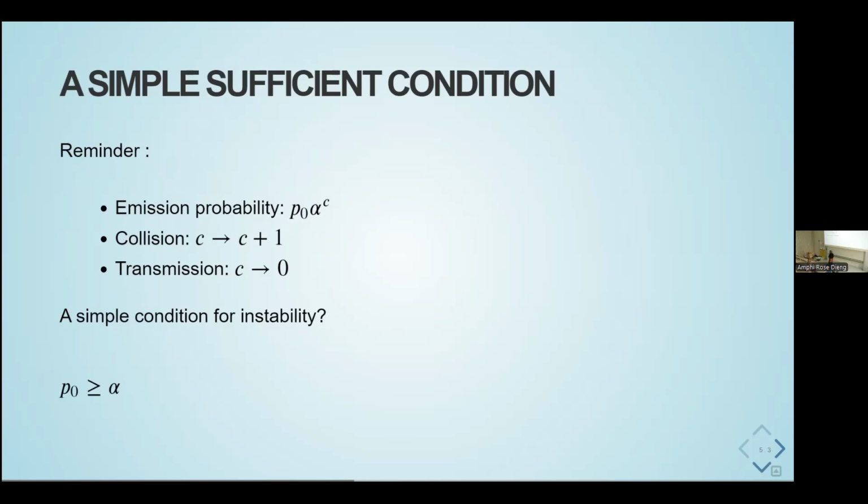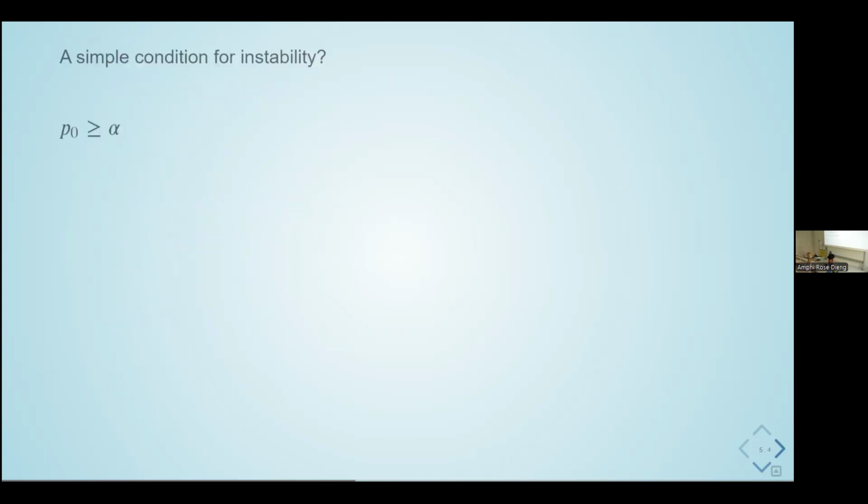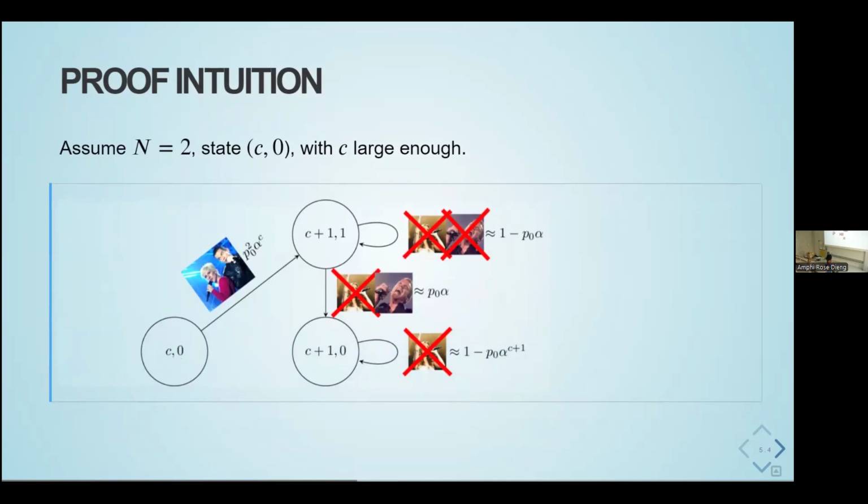And how is that? I will not give you a full proof, but I will just give you the intuition. Consider just 2 stations, Alice and Bob, and imagine that the state of Alice is a large C and the state of Bob is 0. Try to see how you can go from state C,0 to state C plus 1,0. There are possibly multiple paths, but we just consider this path. At some point, Alice and Bob speak together. It happens with probability P0^2 alpha to the power of C. Then you reach C plus 1,1.